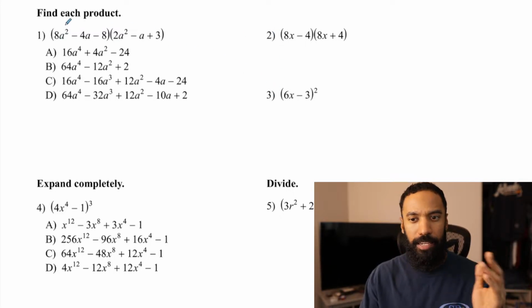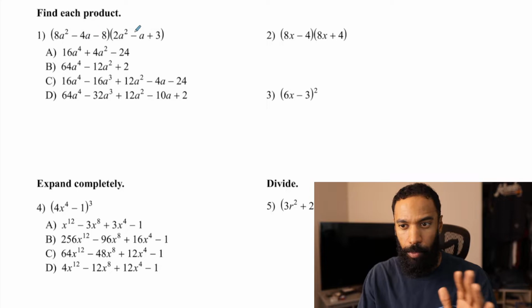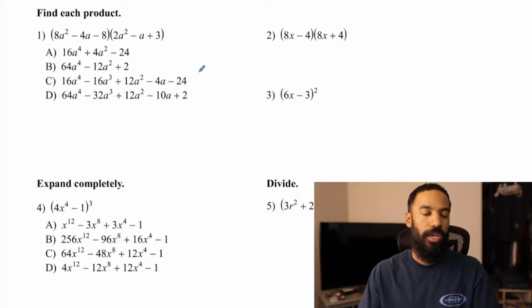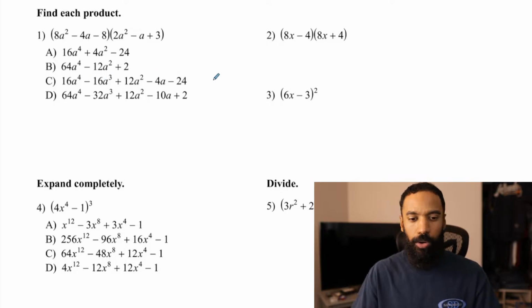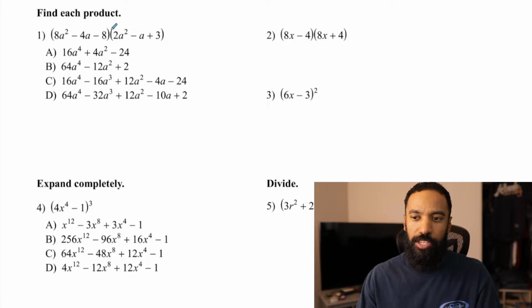First three are find each product, and that just means multiply whatever's factored out into standard form. You're not solving anything. And standard form is in descending order of degree, or always assume that at least, right? So we've got to multiply 8a squared with these three terms, boom, boom, boom. We've got to multiply negative 4a with these three terms, boom, boom, boom. And negative 8 with these three terms right here, boom, boom, boom.